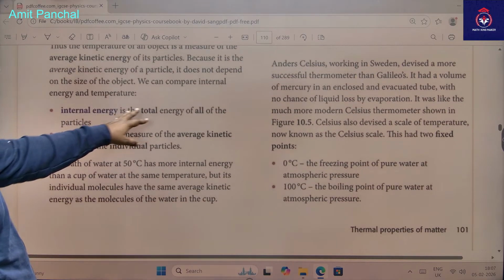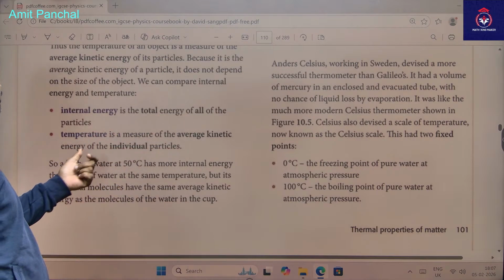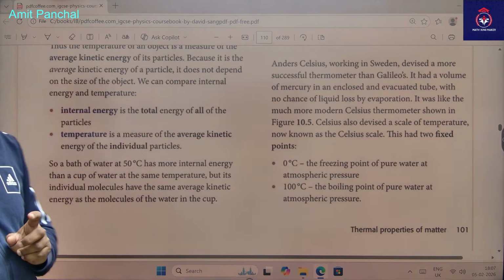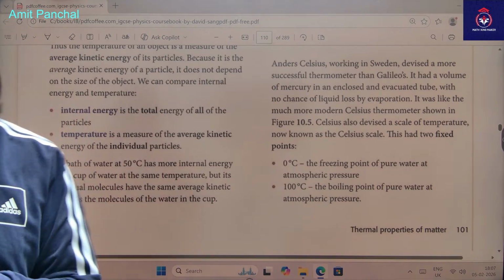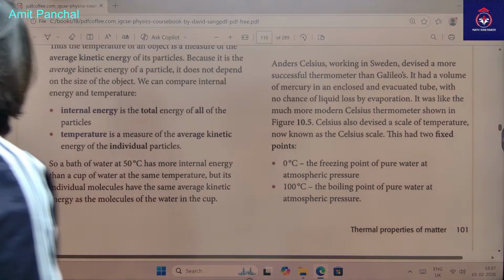Internal energy is the total energy of all the particles. Temperature is a measure of the average kinetic energy of the individual particles. So temperature is nothing but a measurement of hotness and coolness.